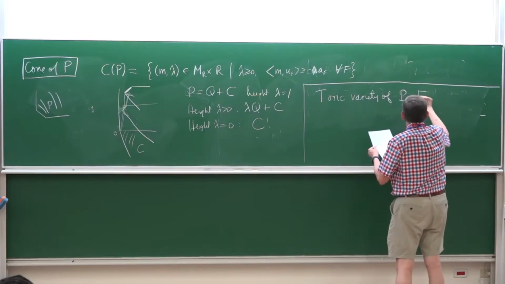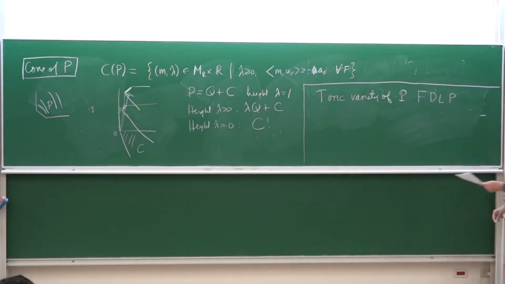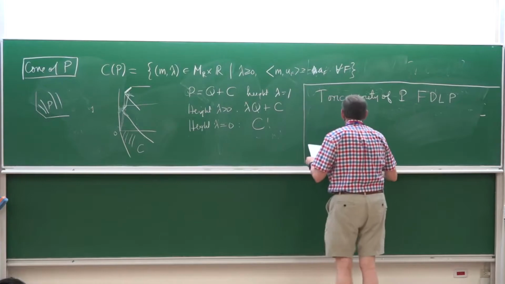And now we get a really evil thing, because that used to mean one thing. Now it means something different. What does it now mean? Full dimensional lattice polyhedron. Yeah, so context is important.